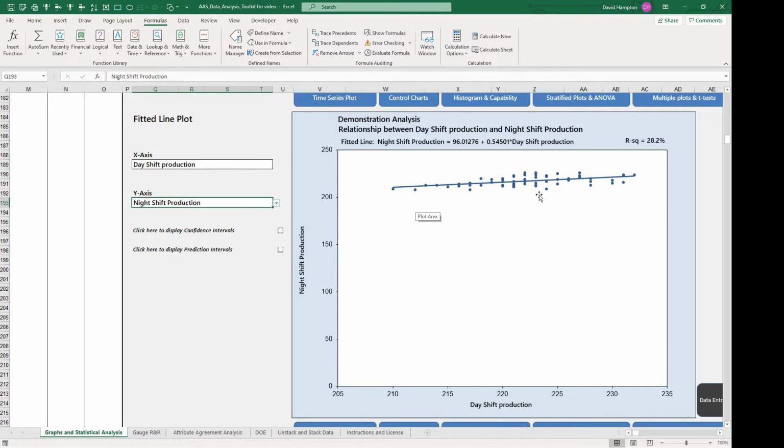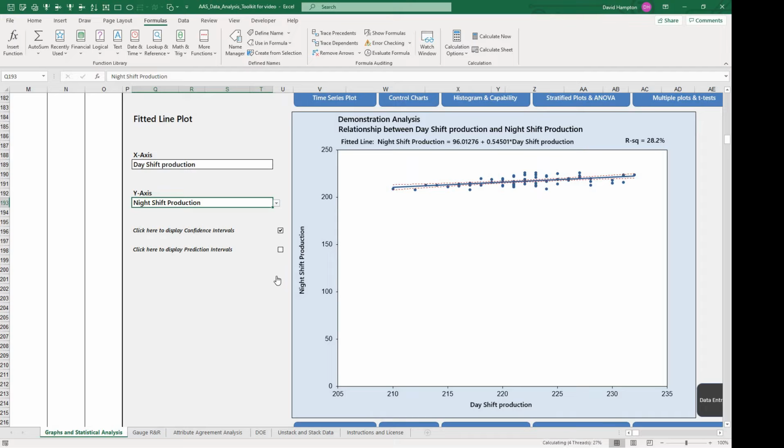And I will see a fitted line plot, which immediately gives me an r-squared value of 28%, which isn't much, but it does seem to indicate that there's some kind of a link between what the two shifts have produced. I also have the option to select a confidence interval, which is a red dotted line that shows the range within which we believe the line actually lies. That's a pretty tight one because we've got quite a bit of data here.